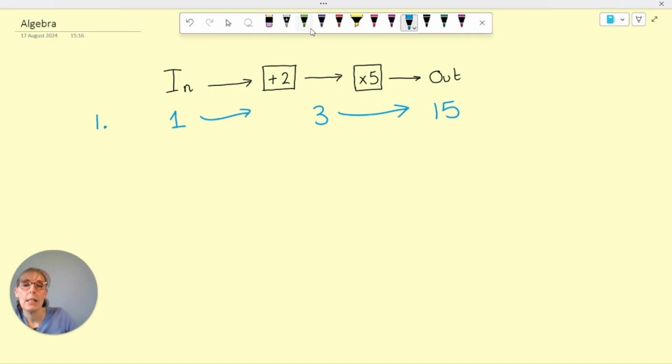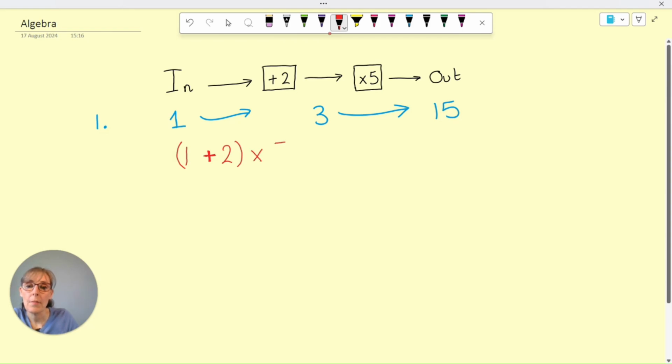If we were going to write that, then we would put 1 plus 2, and because that goes first, we're going to put that in brackets. Anything that definitely goes first, we put in brackets. And then we're going to multiply by 5 when we've sorted out that bracket. 1 plus 2 is 3, and 3 times 5 is 15.